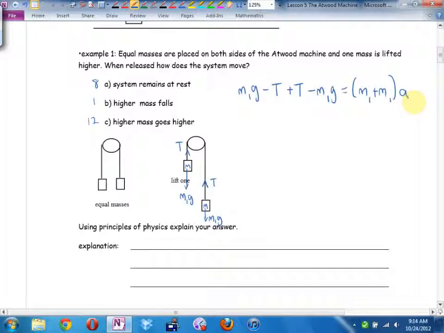What does the left hand side work out to? Are the masses 0? No. So if this works out to 0, what number must be 0?